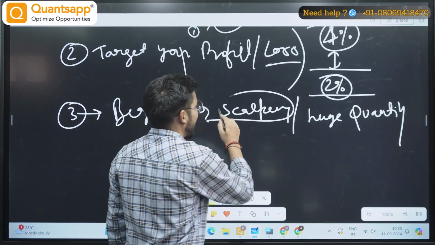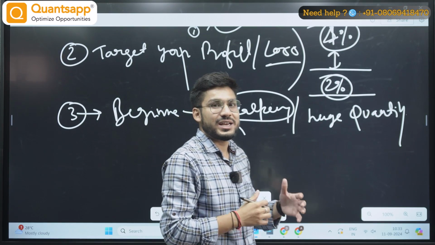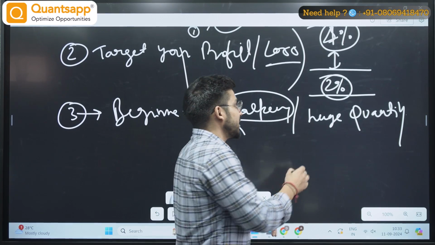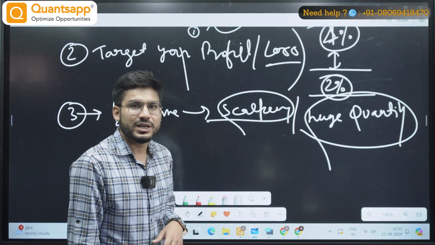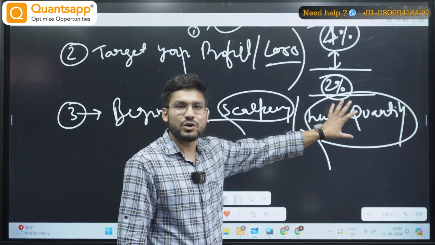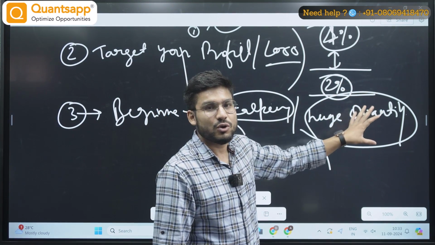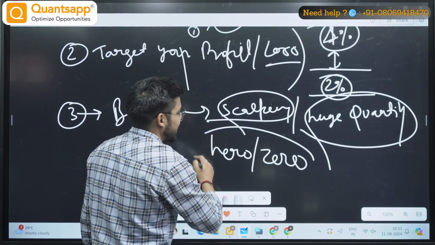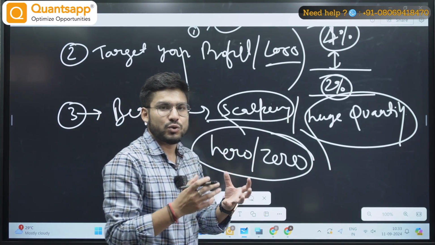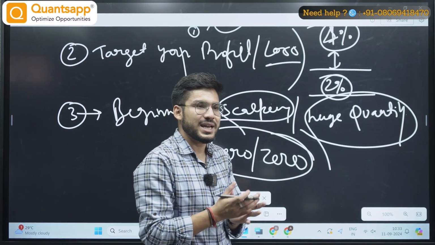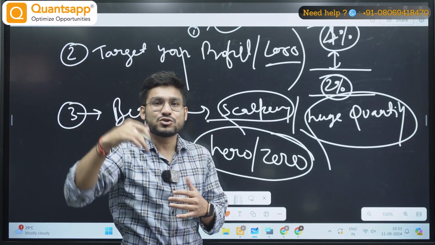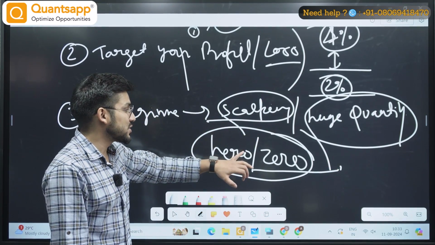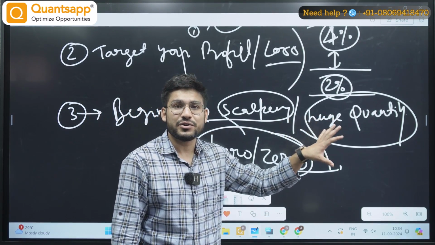Because in scalping the market moves at a very fast rate, so you will not get time to enter or exit, right? If you take a huge quantity and you have low capital, that will also cost you a lot. And there is nothing like a hero to zero trade. There may be sometimes when you take a low premium and it eventually gets much higher. So there are rare chances, but never go for this hero to zero trade, right? This is one more thing you have to keep in mind when you are trading.